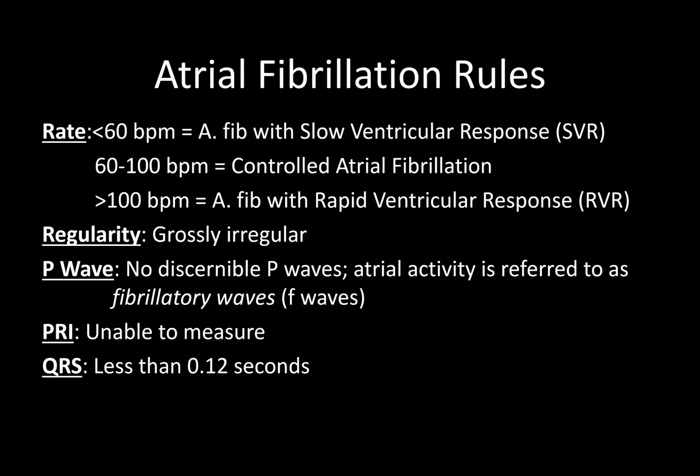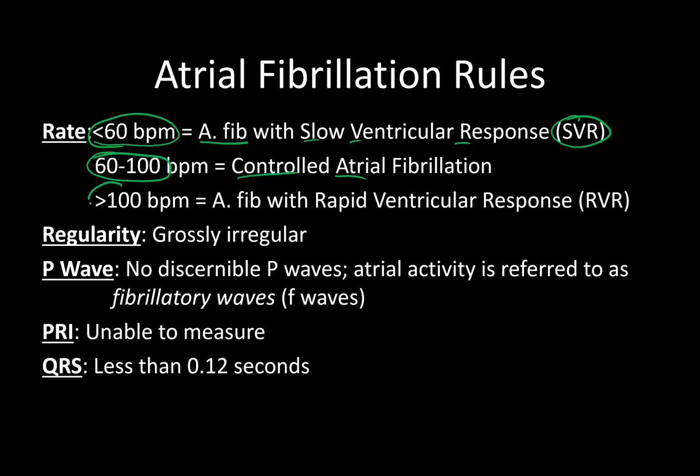So, rules for atrial fibrillation. Well, we, like many other rhythms, use different names based on whatever rate it's traveling at. And so if you're going less than 60 beats per minute, that is AFib with slow ventricular response, or SVR. So there's no such thing as bradycardic AFib. You actually call it atrial fibrillation with SVR. Now, if you happen to be in the rate of 60 to 100, that's simply controlled AFib, meaning that heart rate has been controlled to the point where it's within a normal range.